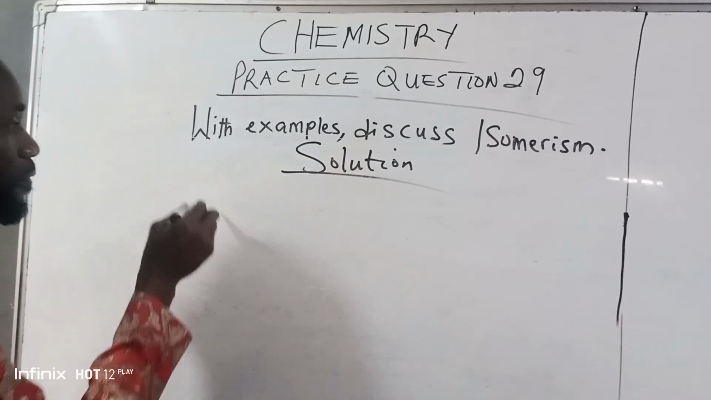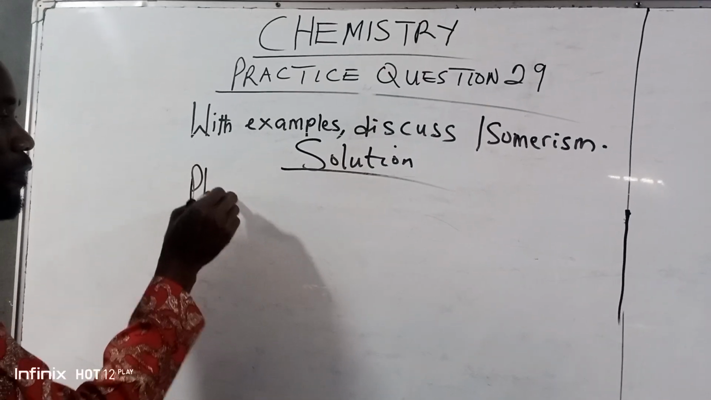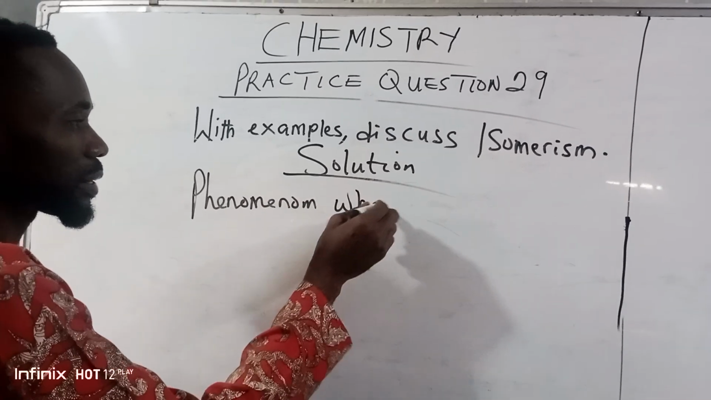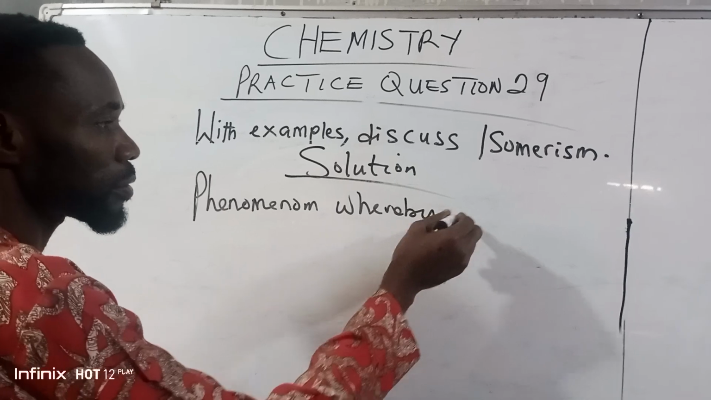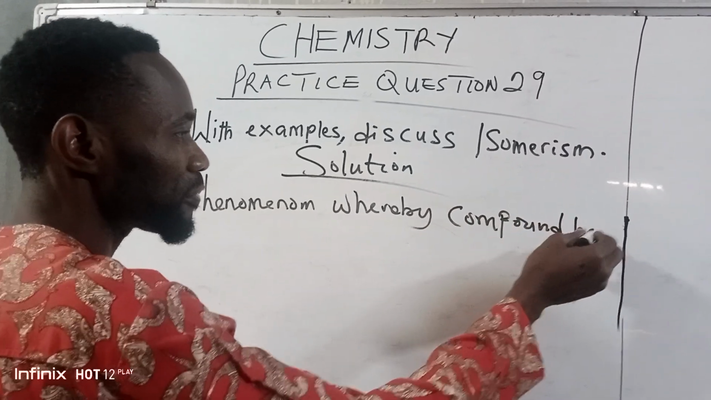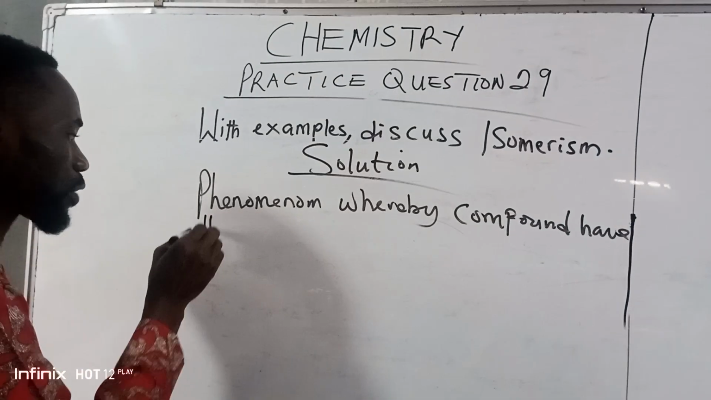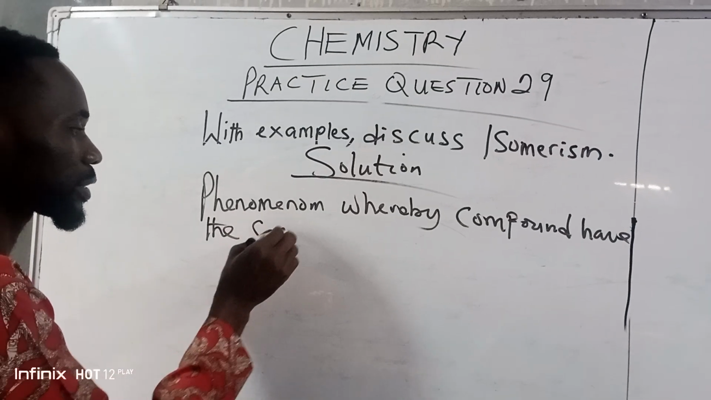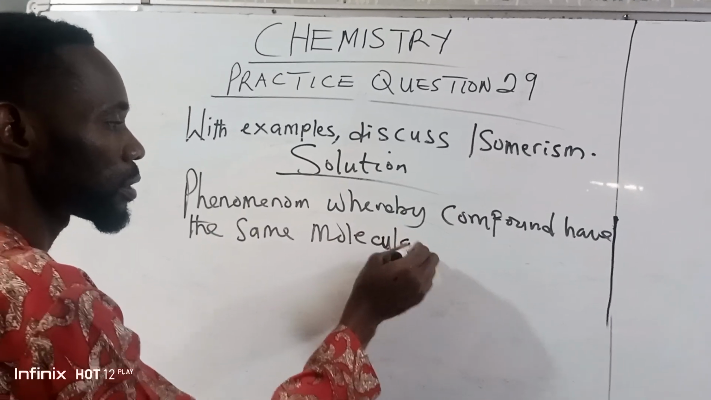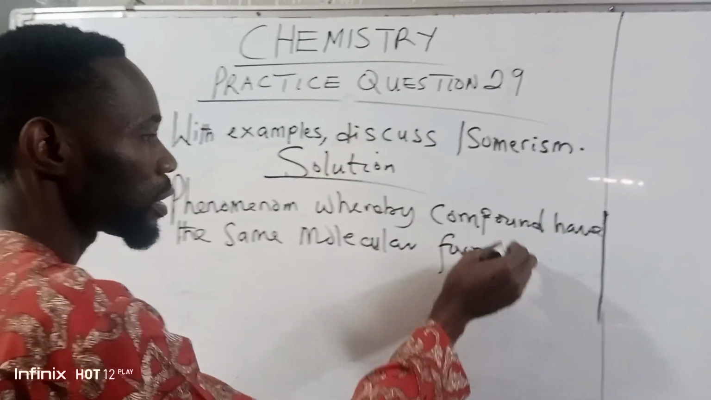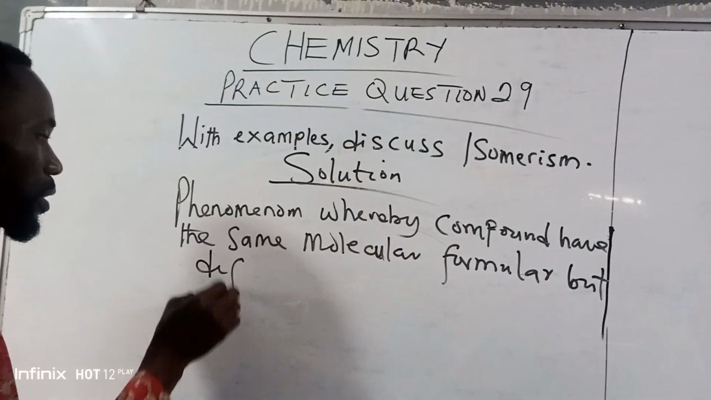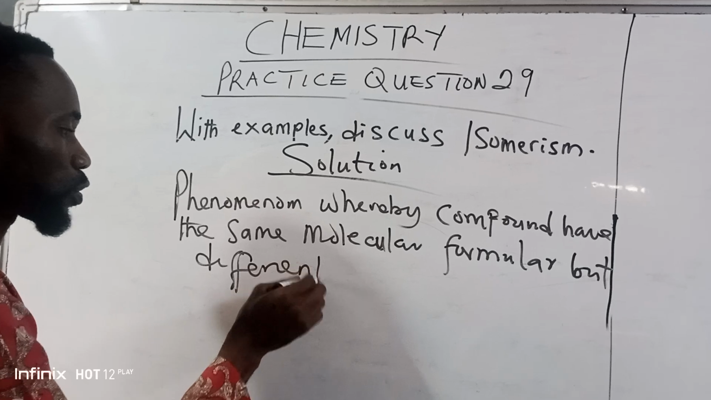Isomerism is actually a phenomenon whereby compounds have the same molecular formula but different structures.